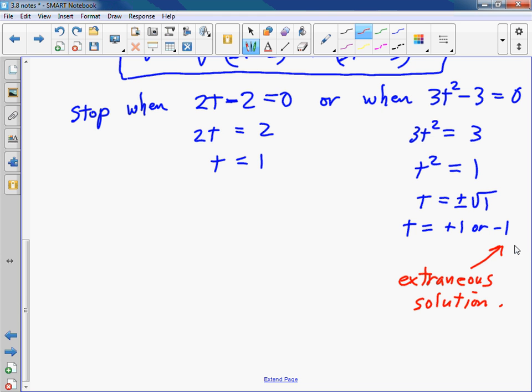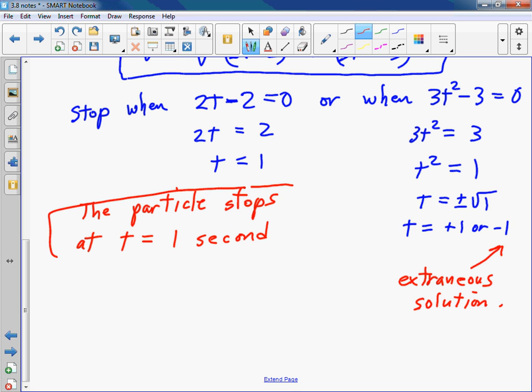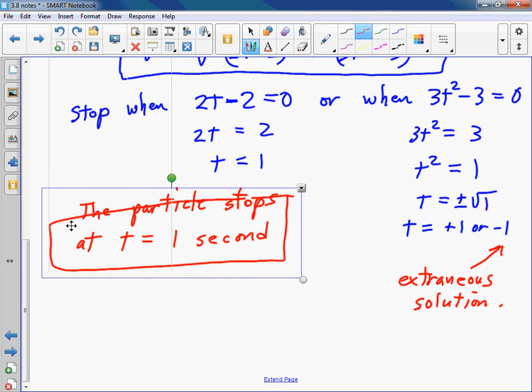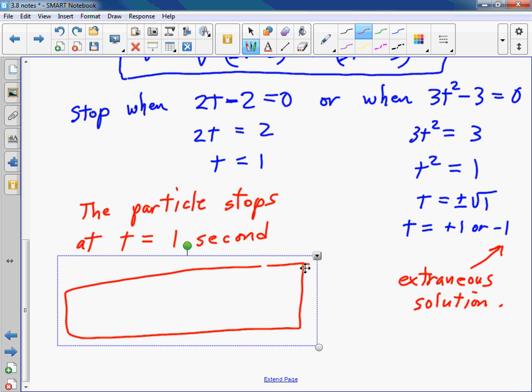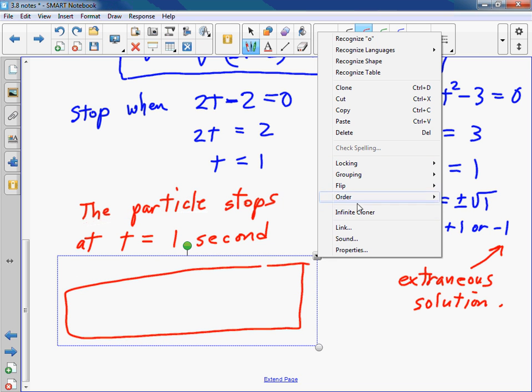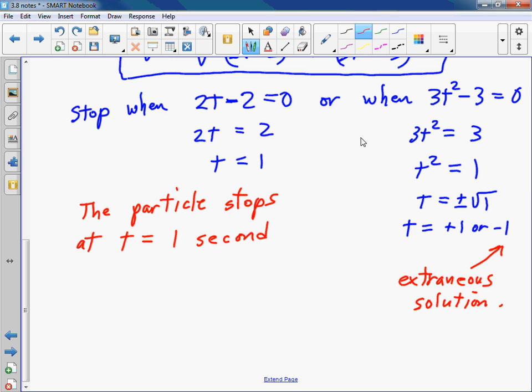So we can say that the particle stops at t equals 1 second. I think that is the unit. I should double check that. Oh, my box is just not good enough for you all. You deserve a better box. There you go. So I'm going to double check.